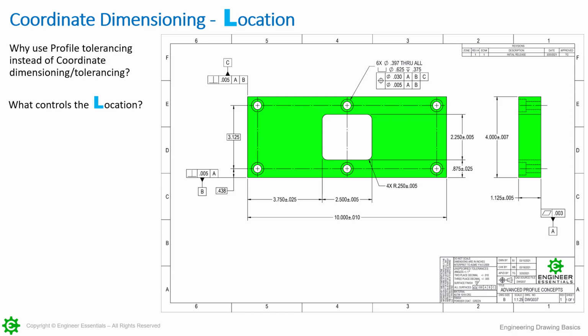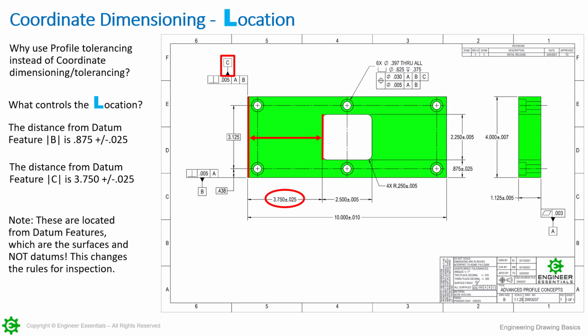So what controls the location of this window? Remember, we're still talking about the window here. So on this surface here, this dimension is coming from the datum feature. Over on the right-hand side, we see that there's a 7/8 dimension on there coming from the datum feature. And then the next one up here on the side, we have this 3 3/4 dimension coming from datum feature C.